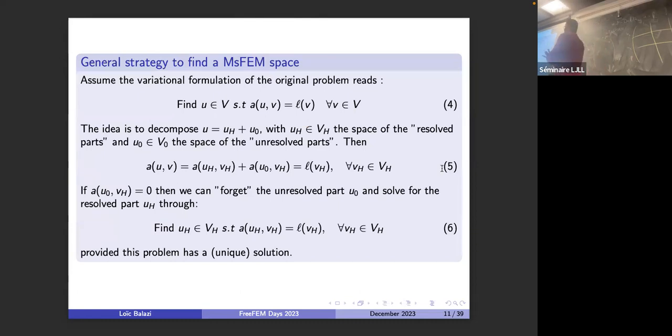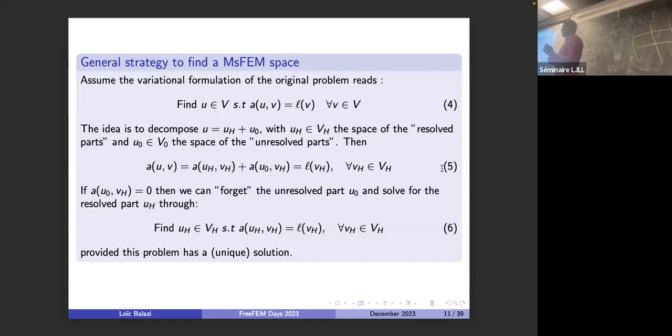And how to find the multi-scale space? I give a generic approach like this. How to find the solution? So if we have a generic variational formulation like 4, the idea is to decompose the velocity as UH plus U0, with UH belonging to the space of the resolved space, and U0 belonging to V0, the space of the unresolved part.